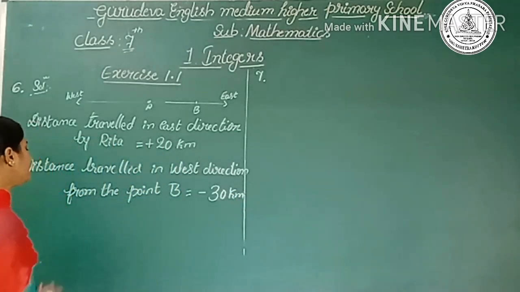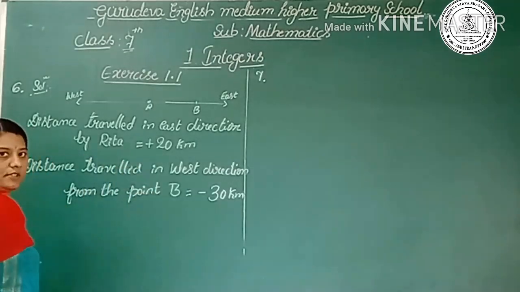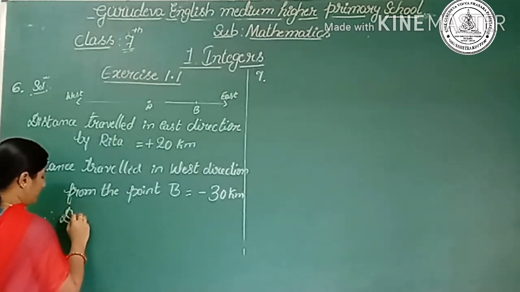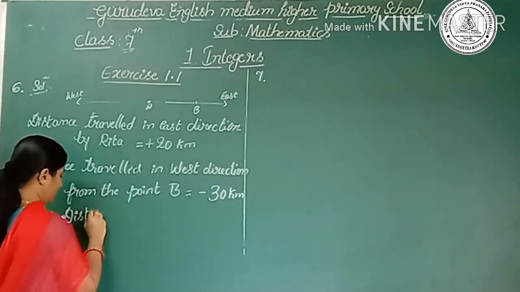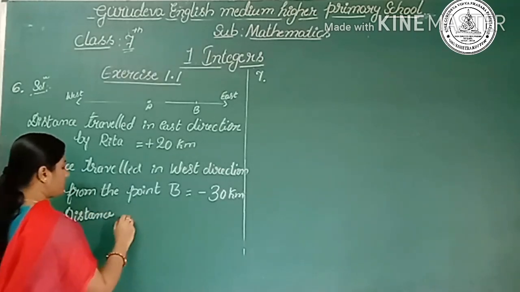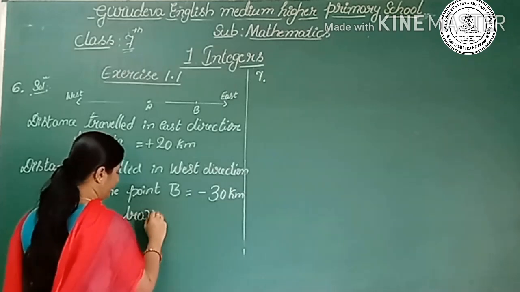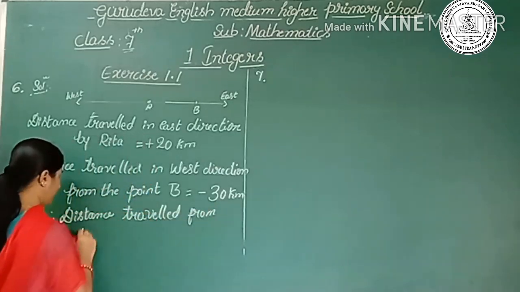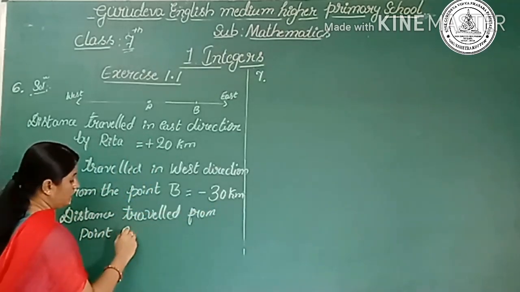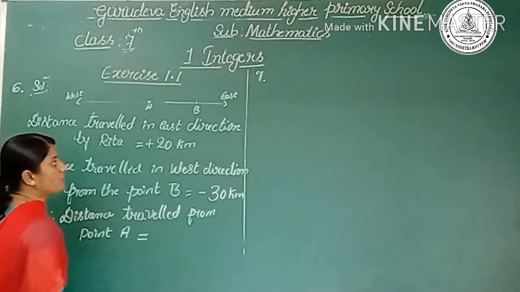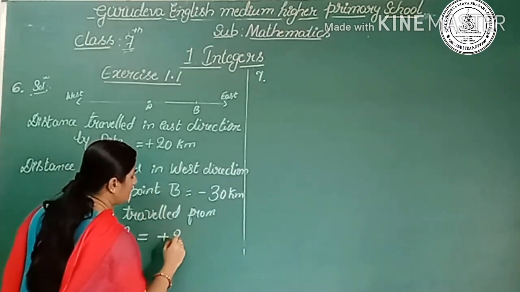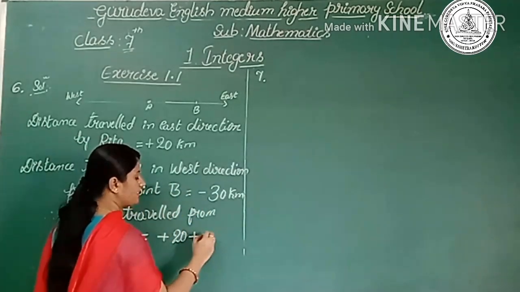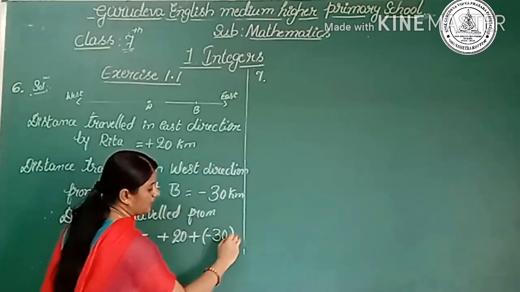So the west direction we have to take as a negative integer, that is minus 30 kilometers. Then the total distance traveled by Rita, therefore distance traveled from point A is equal to the first distance she traveled, plus 20. After that she came back, so we have to add plus of minus 30.